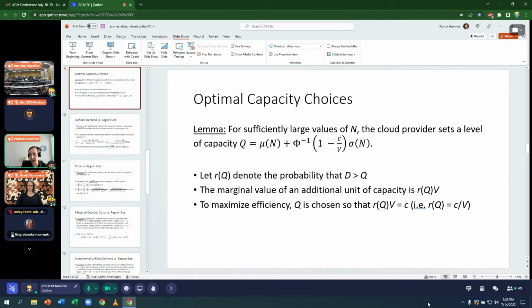way that the probability there will not be enough capacity to meet demand is C over V. And the reason for this is that the marginal value of an additional unit of capacity is just equal to the product of V times the probability that the existing capacity will be insufficient to meet demands, because it's only if the existing capacity is insufficient to meet demand that an additional unit of capacity will have value, because it enables the cloud provider to meet additional demand. And so to maximize efficiency, the cloud provider just sets this marginal value equal to marginal costs, and thereby chooses capacity in such a way that the probability that there will not be enough capacity to meet demand is C over V.